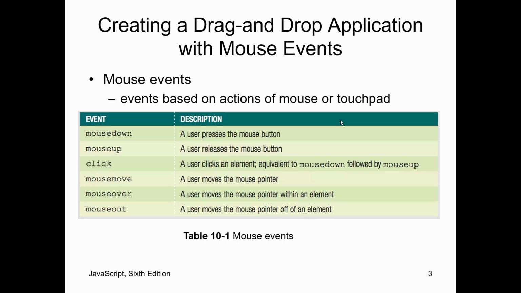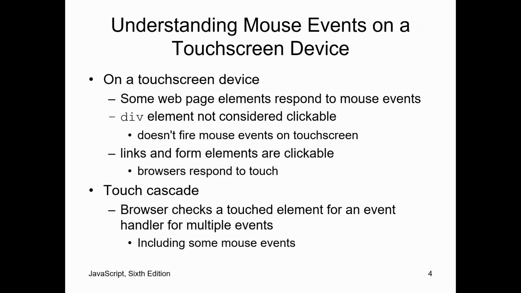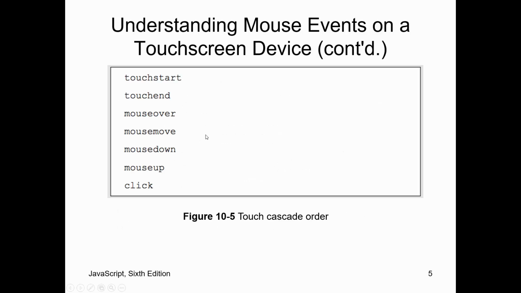These are the things that we think about with mouse events. But again, with most mobile devices, a mouse doesn't come into play. So as it says here, on a touchscreen device, some web page elements respond to mouse events. Divs are not considered clickable, so they don't fire mouse events on a touchscreen. Links and form elements are clickable. Touch cascade: the browser checks a touched element for an event and sees whether or not it can handle it and how it can handle it.